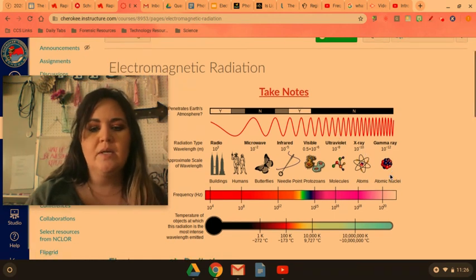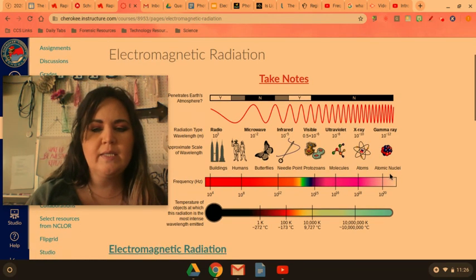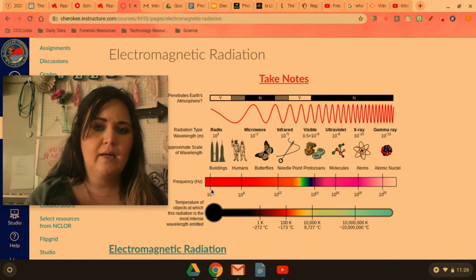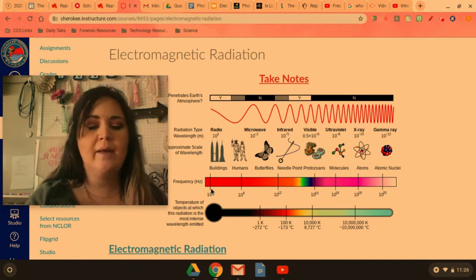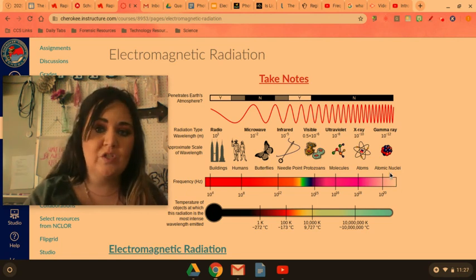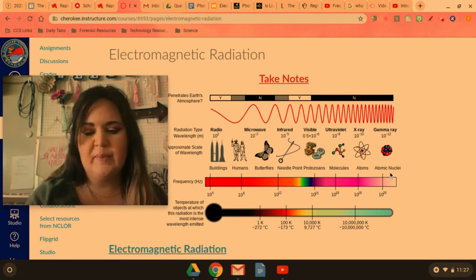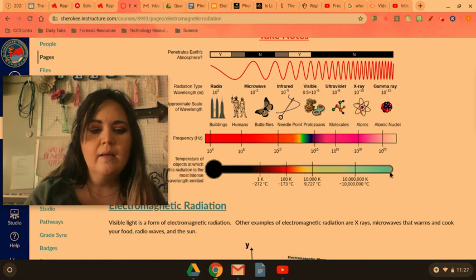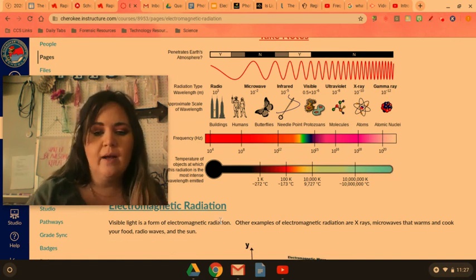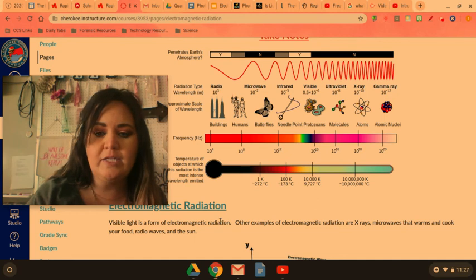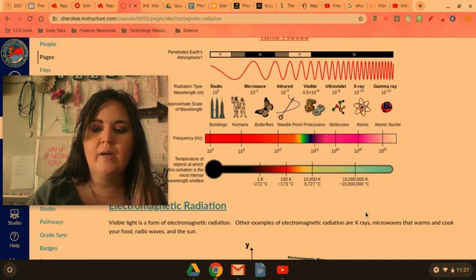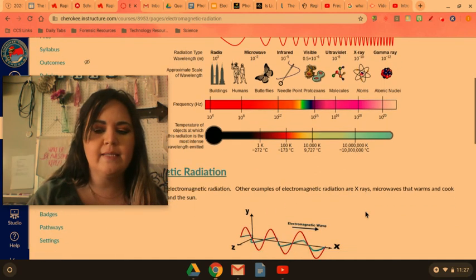Okay, so you should be able to interpret an electromagnetic spectrum based on this. Again, your frequency, 10 to the 4th power. That's quite a large wavelength, small frequency. Go over here to gamma rays, 10 to the 20th. That kind of gives you the perspective of it. Okay, so visible light is a form of electromagnetic radiation. We've already discussed that. X-rays, microwaves, radio waves, and the sun.